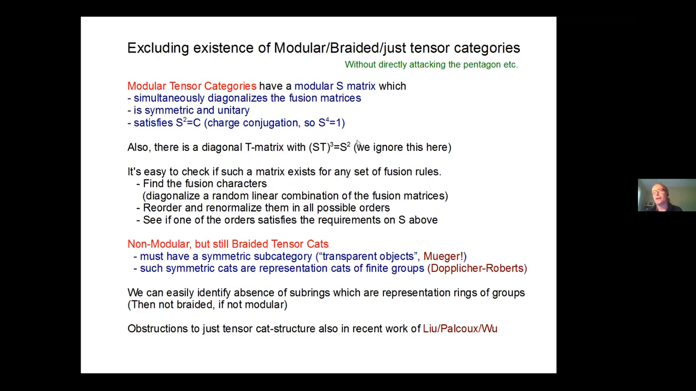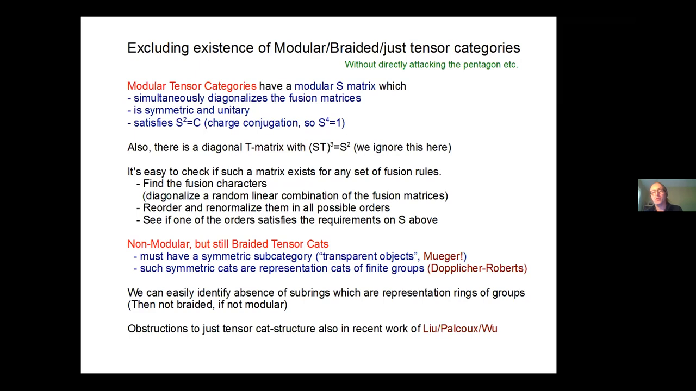Okay, there's also a diagonal T matrix. I'll just ignore that now, but it's worth looking into more also. So now it's actually really easy to check if such a matrix exists for any set of fusion rules, because you just find the fusion characters, which you can do by just diagonalizing some random linear combination of the fusion matrices, and that will generically always give you all the fusion characters.